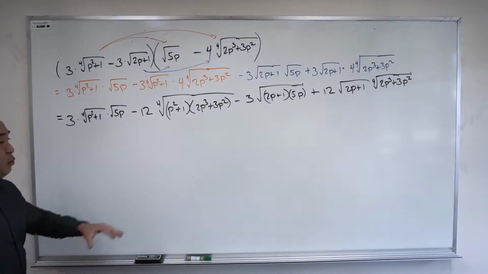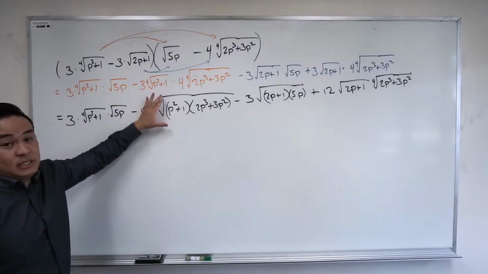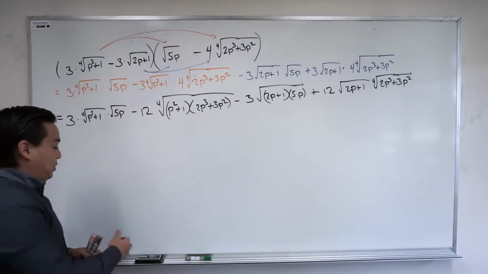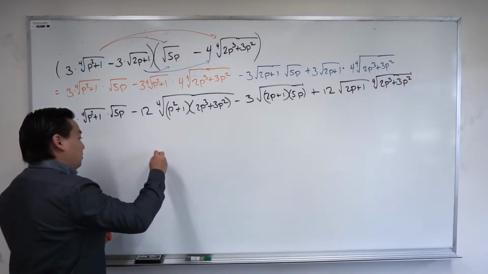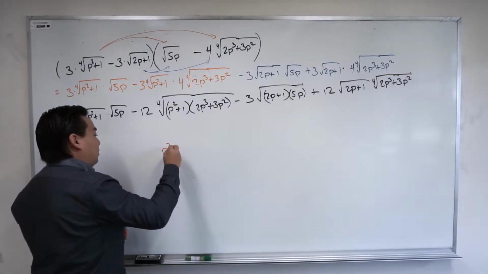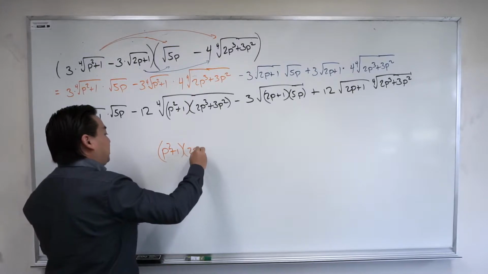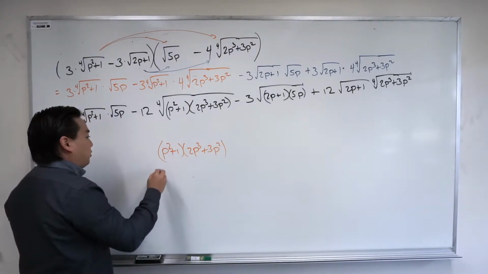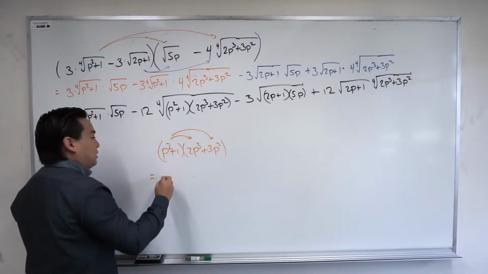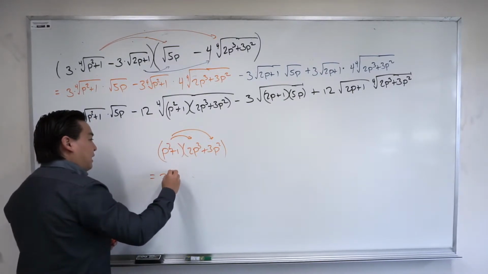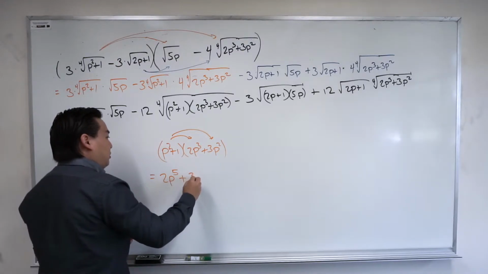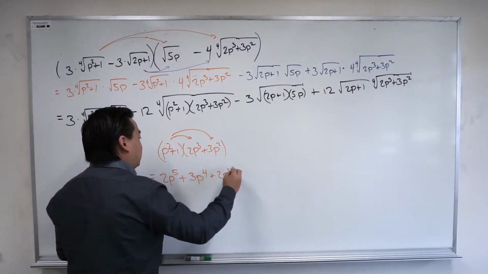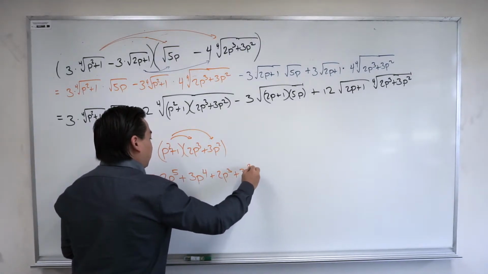Now, we do have to go and check this to see if we can factor it. So let's go ahead and do that on the bottom and see what happens. So p squared plus 1 times 2p cubed plus 3p squared is going to equal, let's see, 2p to the 5 plus 3p to the 4 plus 2p cubed plus 3p squared.